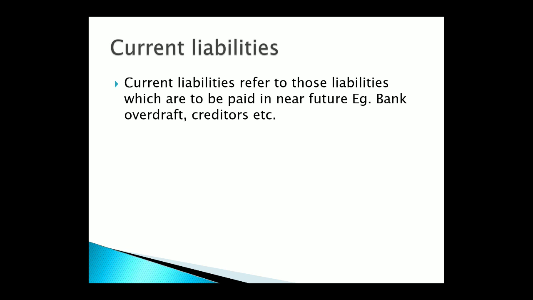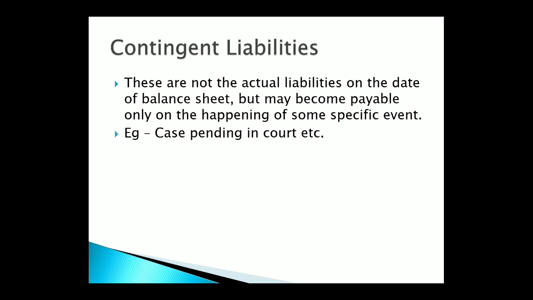Creditors have different terms and conditions with the firm. If they have a term of 2 months, the firm has to pay that particular amount within 2 months. These are examples of current liabilities. Okay, now we will talk about contingent liabilities.